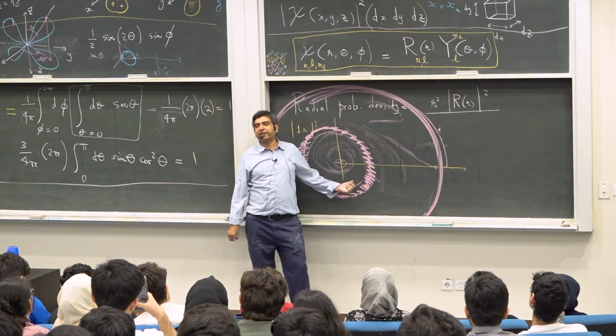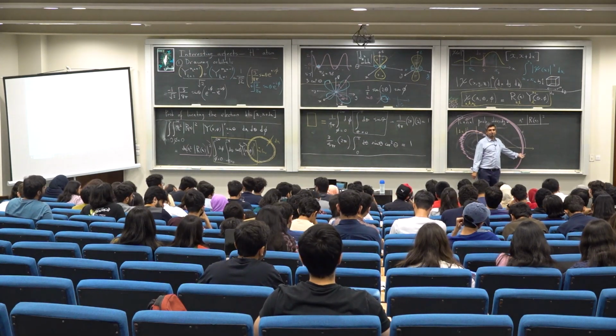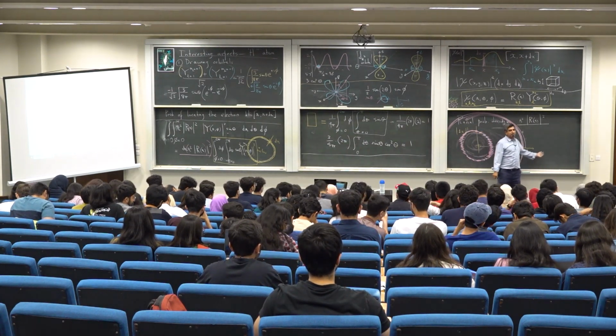This is generally called a K shell. This is called an L shell. N equals 1, N equals 2, N equals 3, and so on.